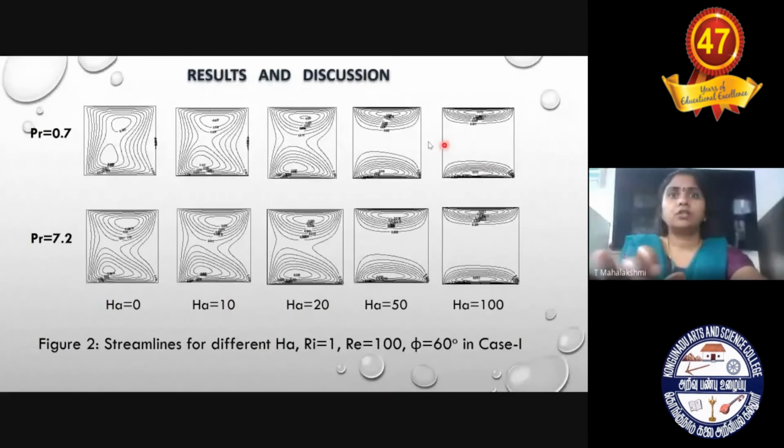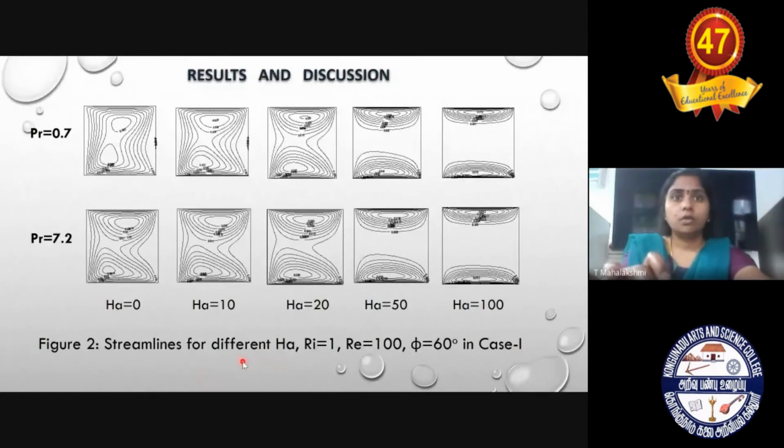So first we can see the streamlines of the fluid flow. Pr equal to 0.1 represents the fluid air, and Pr equal to 7 represents the fluid water. So for the fluid air, the streamlines are existing like this, for the fixed Richardson number and Reynolds number, at the inclination angle phi equal to 60 degrees. In case one, we are considering the wall movement at top and bottom positions.